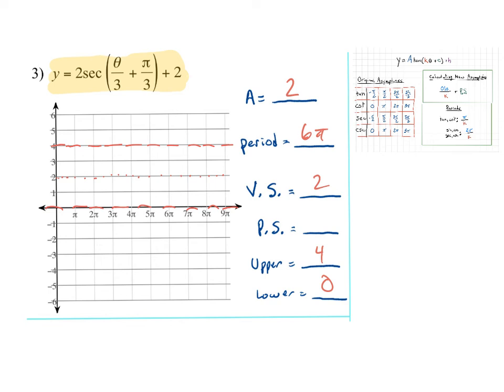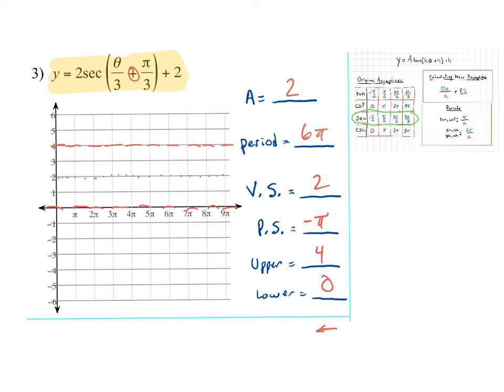Okay, now what about the phase shift? Well, the phase shift is pi over 3 divided by 1/3. That's going to be pi over 3 times 3. So our phase shift is negative pi. It's negative because this guy's positive here, so it's the opposite of c divided by k. So negative pi means after everything's said and done, we're going to move this way just a little bit from the regular graph. Now, for secant, we want to talk about these asymptotes, because if we can get the asymptotes in place, then we can draw the picture.